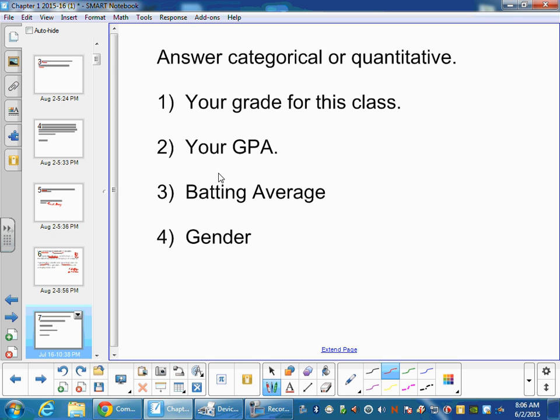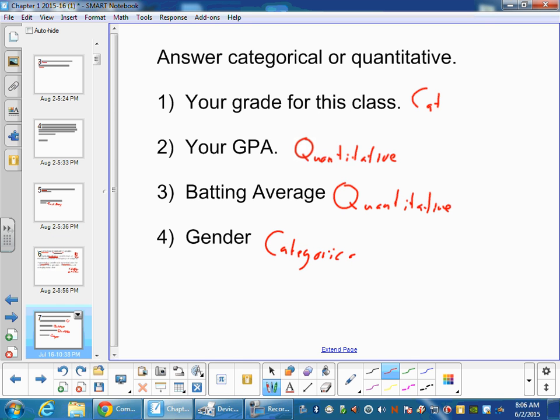Now, if we need to separate these into quantitative and categorical, the grade in this class would be categorical because it's A, B, C, D, and so on. Hopefully not past there. Your GPA is a number, so that's quantitative. The batting average in baseball is a number, so that's quantitative. And your gender, that's a category, so there we go.